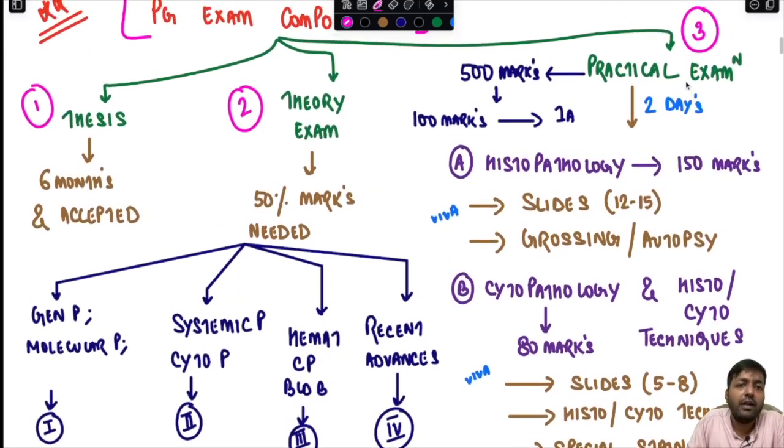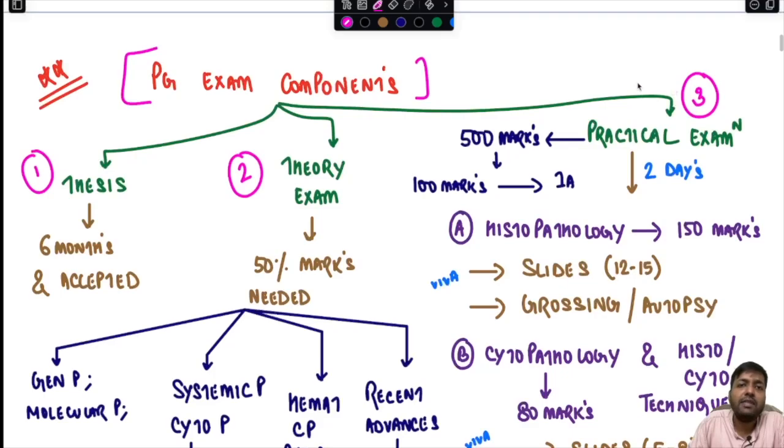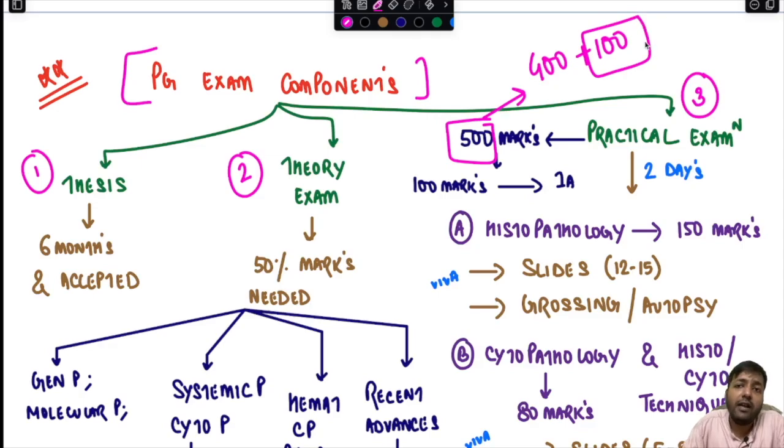Now, very importantly, before I start the individual items, I would like to tell you that the NMC has given the marking for the practical examination, and what the NMC has said is that the practical examination should be of 500 marks, which is basically divided into 400 plus 100. What is this 100? This 100 is for internal assessment.